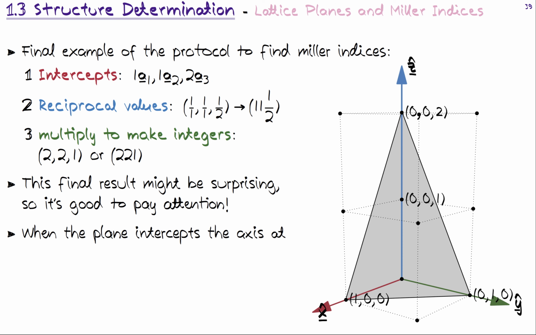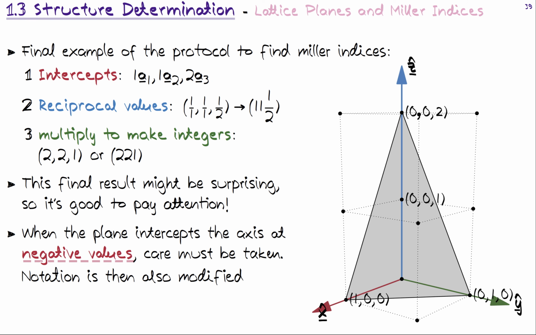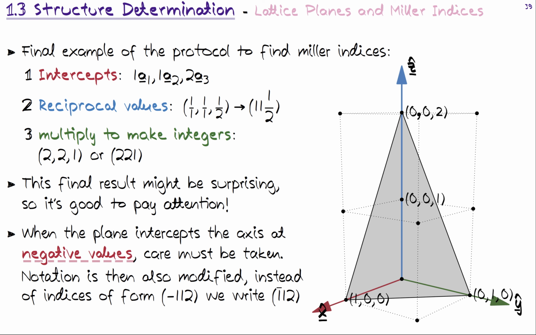And a moment regarding terminology. When we have a plane intercepting the axis at a negative value, and that's also a possibility, we should be careful regarding our notation. And then what we do is that we modify the notation, and instead of indices of minus 1, 1, 2, we write the minus on top of the index. So we use a notation where we have the bar on top of the figure that is actually now negative. So this is the terminology that is being used in Miller indices.